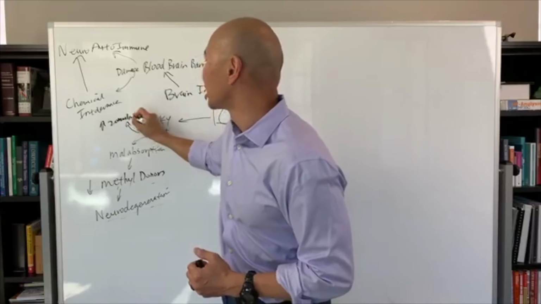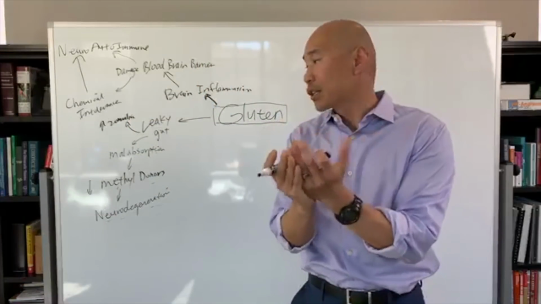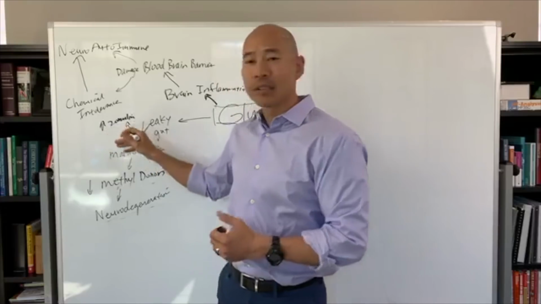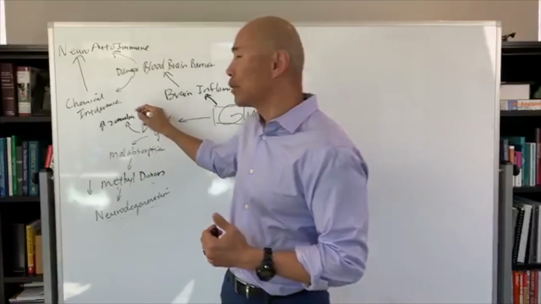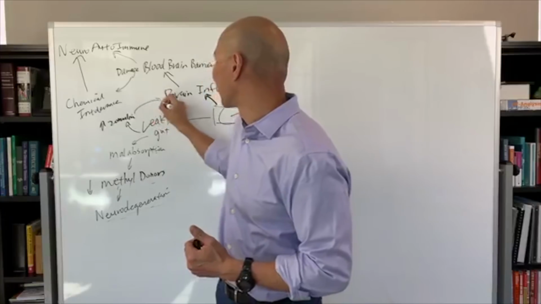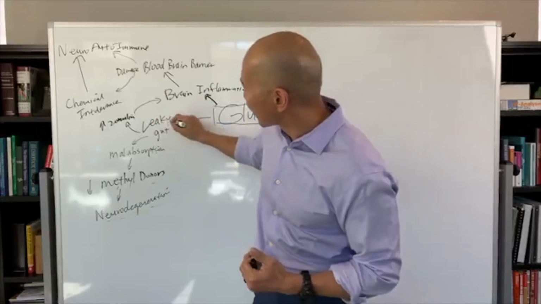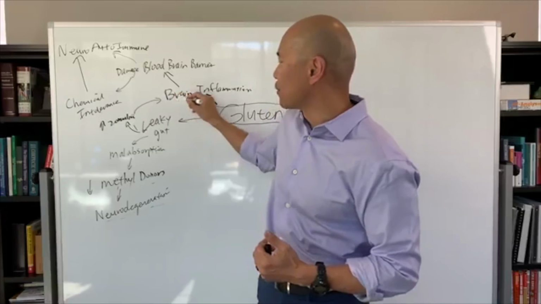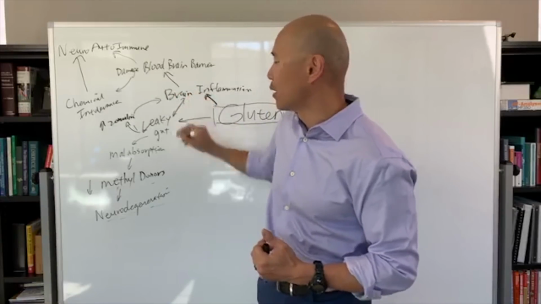And zonulin is a protein found in your intestinal tight junction. If you have increased zonulin release, that can actually lead to increased brain inflammation. So you see that leaky gut can lead to brain inflammation because there's that gut-brain connection we talk about so many times.